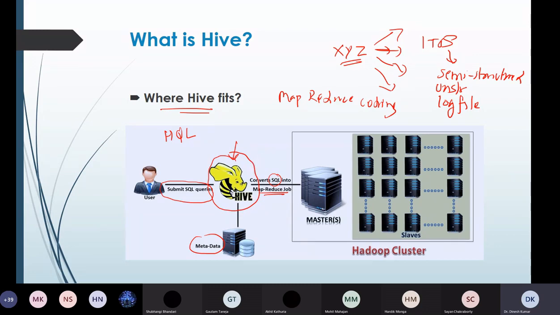Right? So you should keep in mind the role of this Hive component in the architecture. The Hive component comes as a rescuer, which plays the role of converting simple SQL queries submitted by the user into MapReduce jobs without the user's knowledge. And the other thing is, Hive basically supports OLAP processing only.